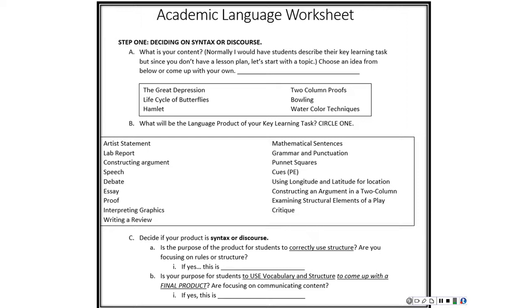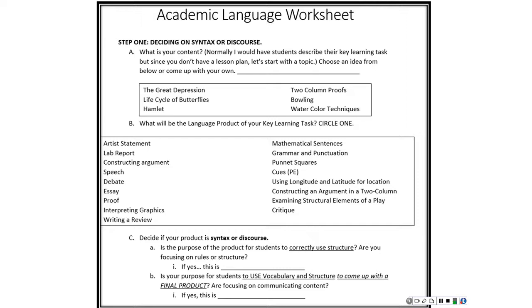So whenever you're unsure, you go back to that question. What's my purpose? What's my instructional purpose in this activity? Anytime students question, and instructors, when students come to you with this question, is it syntax or discourse? You come back with them with another question. What's that question? What's the purpose? What's the purpose?